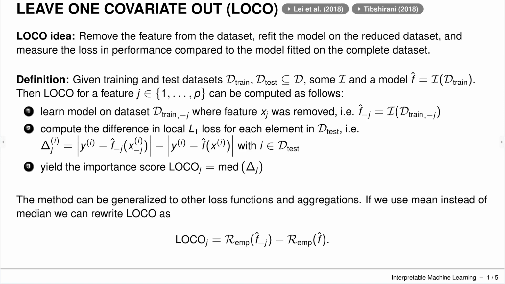And we can easily generalize it to other loss functions or aggregation. So if we just use the mean instead of the median, then we can rewrite it as the empirical risk of the reduced model and the full model. And this is then similar to the permutation feature importance. Or we could also replace the L1 loss by the L2 loss, or we can generalize it to classification if we choose a loss function there.